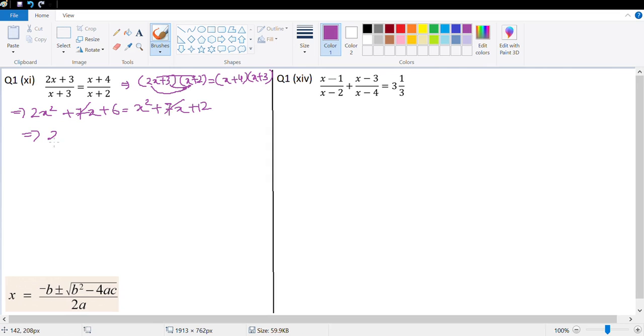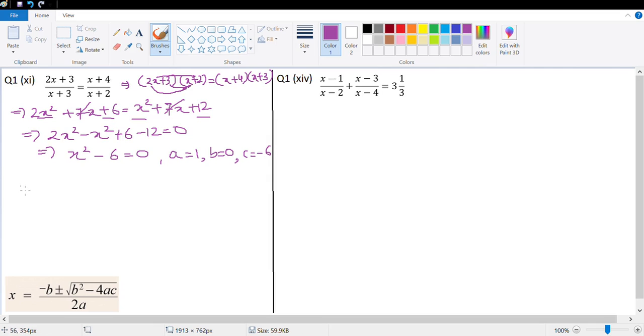So what we have is 2x squared minus x squared is equal to, or no, not is equal to, we need to solve it using the formula, right? This is question 11. Yes, it says using formula. So this is plus 6 minus 12 is equal to 0. 2x squared minus x squared plus 6 minus 12 is equal to 0, which means x squared minus 6 is equal to 0. Here a is equal to 1, b is equal to 0, and c is equal to negative 6.